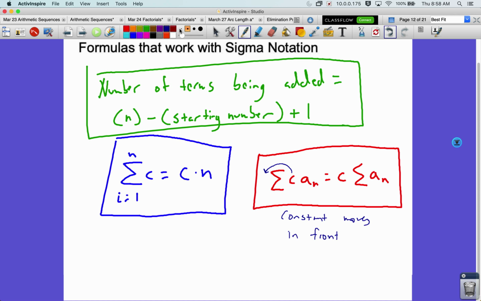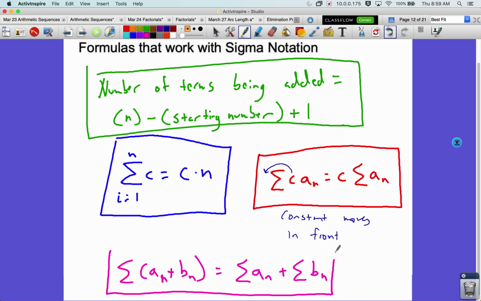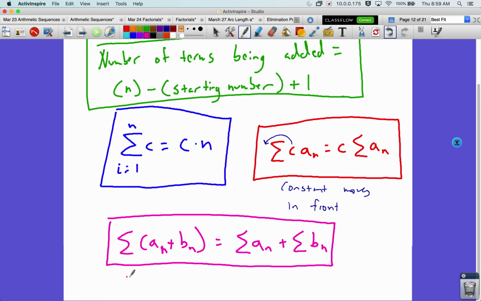All right, and one more. If I am summing two sequences that are being added together, a sub n plus b sub n, I can just sum them separately, the sum of a sub n plus the sum of b sub n, and then add the results. So essentially sigmas can be distributed to sequences. We'll write that. They can be distributed.